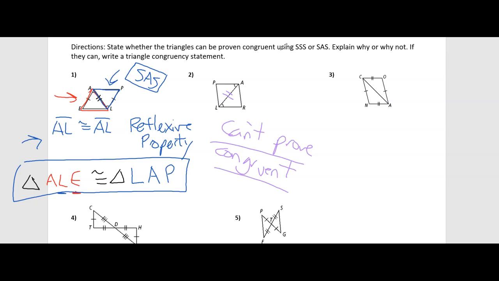Okay, we are going to end it at this point. Again, the big takeaway from this video is that there are several shortcuts we can use to prove triangles congruent. We'll come up with some more in the next video, but from this video, we can use SAS, side, angle, side, where the angle is in between the 2 sides, or we can use SSS, side, side, side.